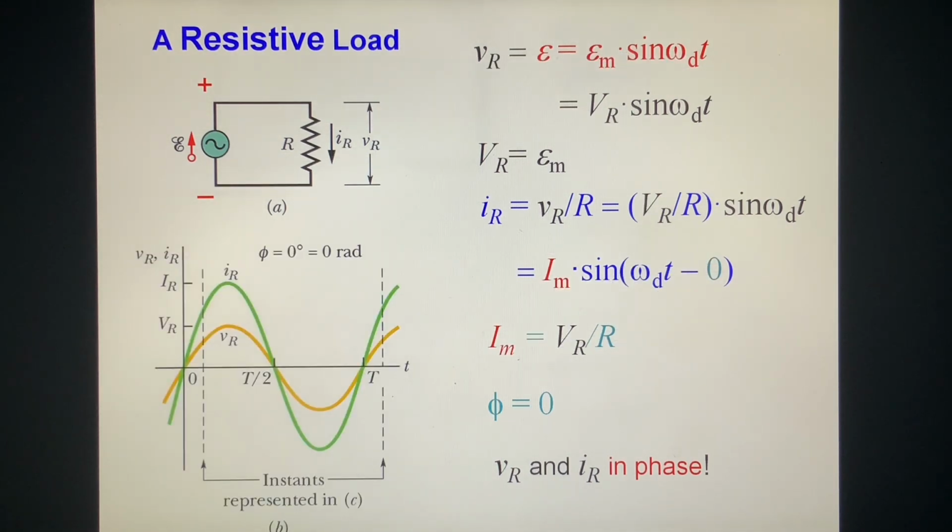If we plot VR and IR, the alternating voltage and alternating current, they are in phase: zero at the same time, maximum at the same time.